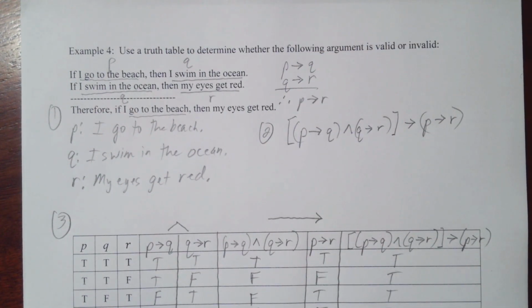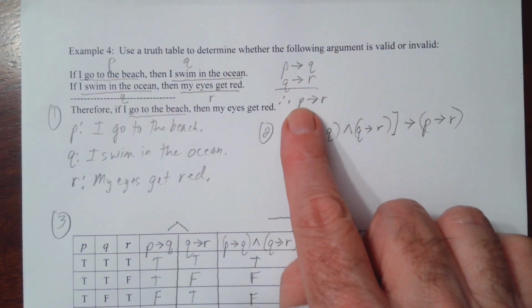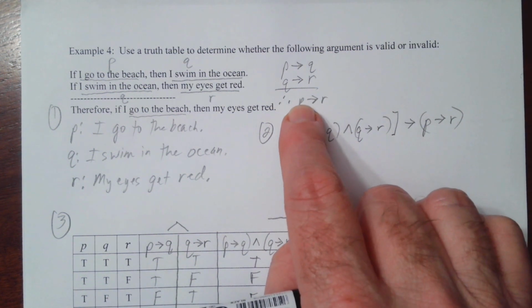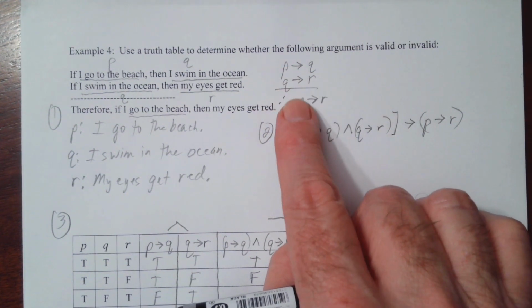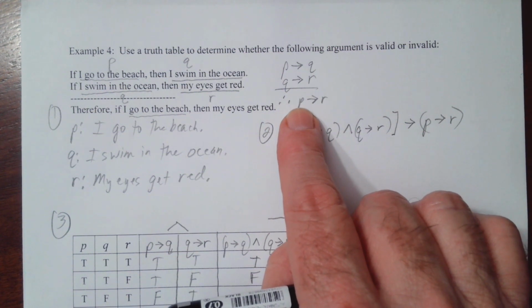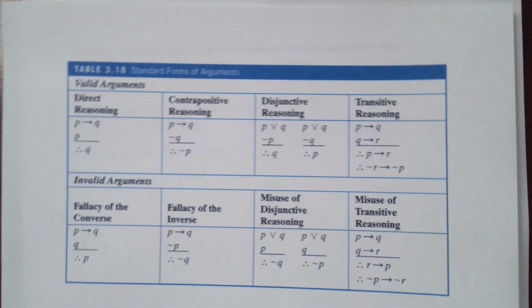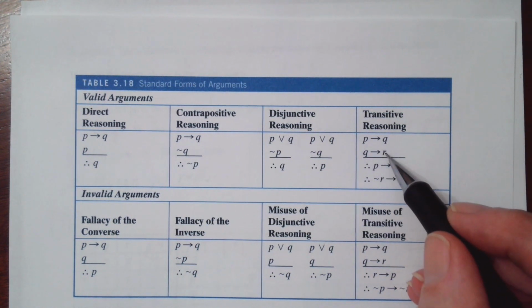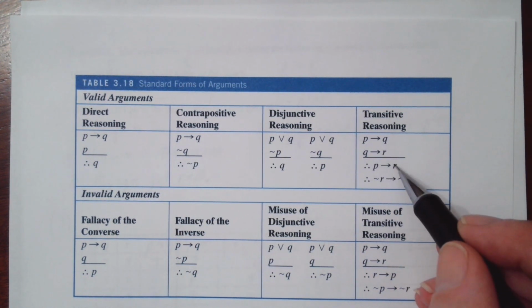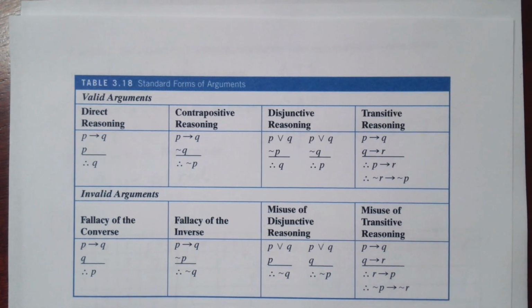So here we have P implies Q and Q implies R as our premises, and then our conclusion is that P implies R. Now you may recall, P implies Q, Q implies R, so P implies R. You may recall in geometry a property called the transitive property. That's what we have going on here. And you can see it's here. P implies Q, Q implies R, so P implies R is our conclusion. And so that is considered transitive reasoning.